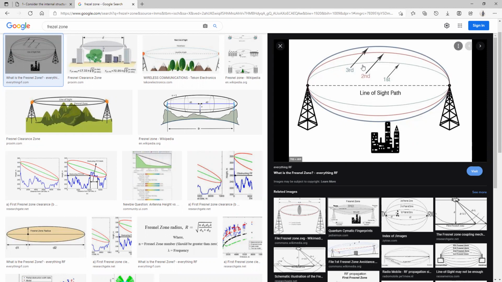Anything within this first zone has the shortest path for communication, so there will be less obstruction. This is the more critical zone. That is why any obstruction in this first zone is much more critical. If there is an obstruction in this zone, there is a high chance of destruction of signals. So that's regarding the Fresnel zone.